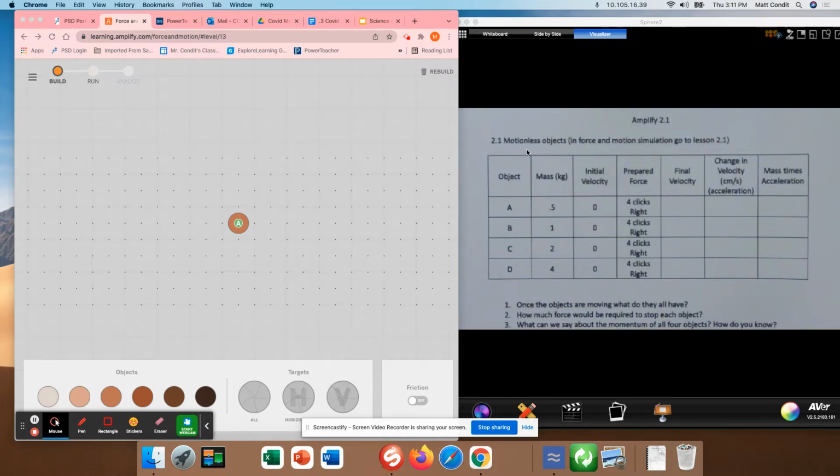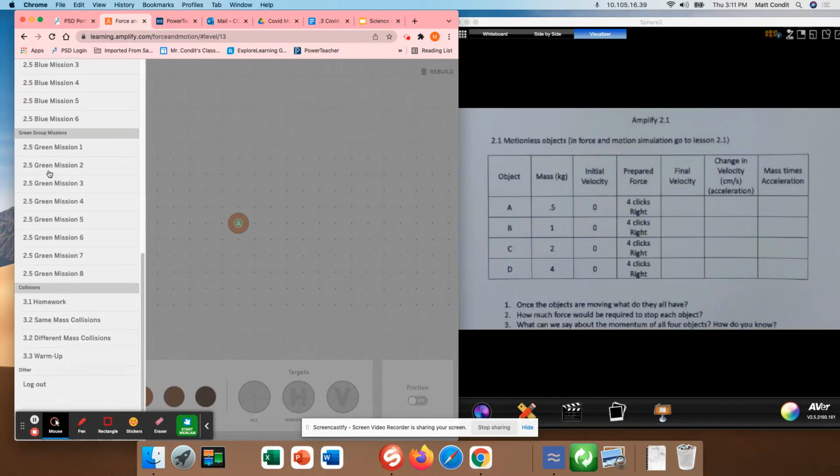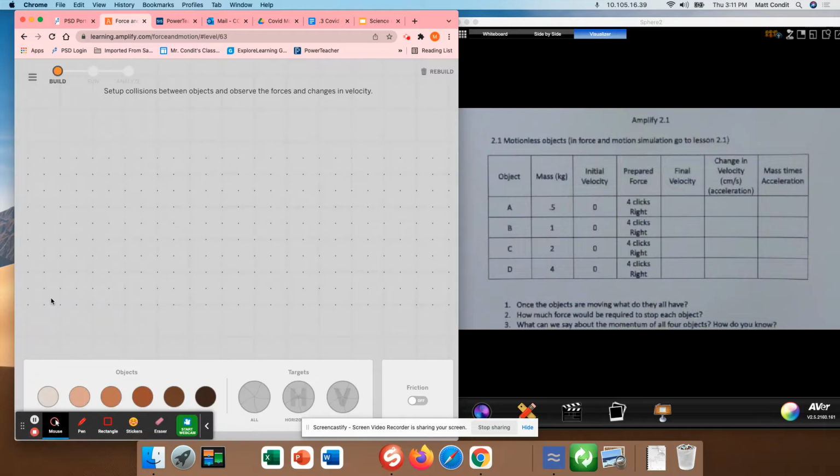If you look over here, it says go to Amplify lesson 2.1. We really don't want to go there. Where we want to go in Amplify is we want to click here and go way down toward the bottom to 3.1, not 2.1, and it says 3.1 homework. Though it isn't homework, obviously, the main thing is this gives us a completely blank screen, and we can work off of this screen to complete the paper.